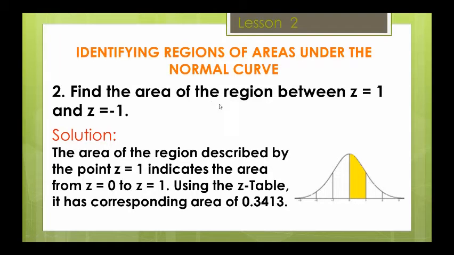Now let's proceed to example number 2. Find the area of the region between z is equal to 1 and z is equal to negative 1. The area of the region described by the point z is equal to 1 indicates that the area from z is equal to 0 to z is equal to 1. So using the z table, it has corresponding area of 0.3413. So yung area from 0 to 1, so from the middle and then yung first po na value natin dito, that is 0 to 1, that is z is equal to 1. Now how about the z is negative 1?